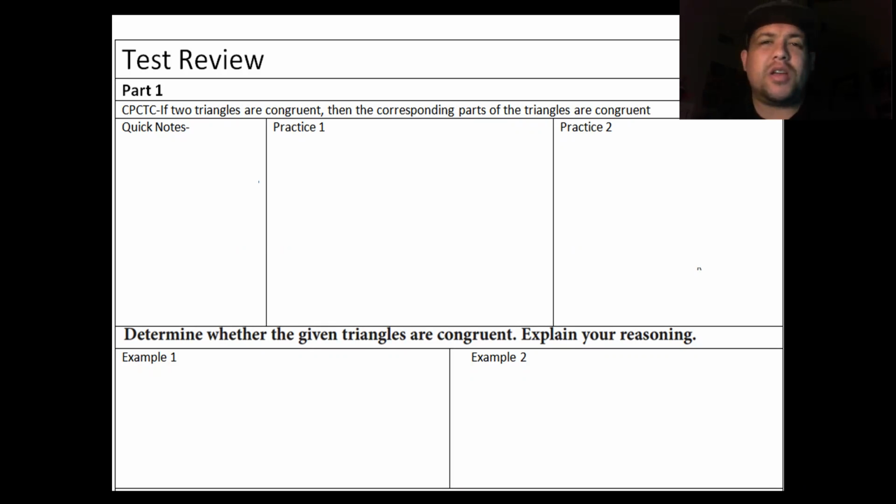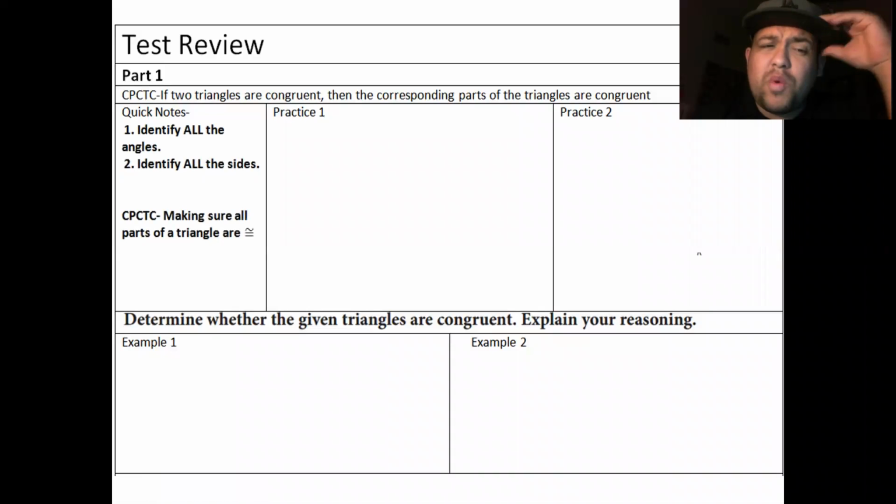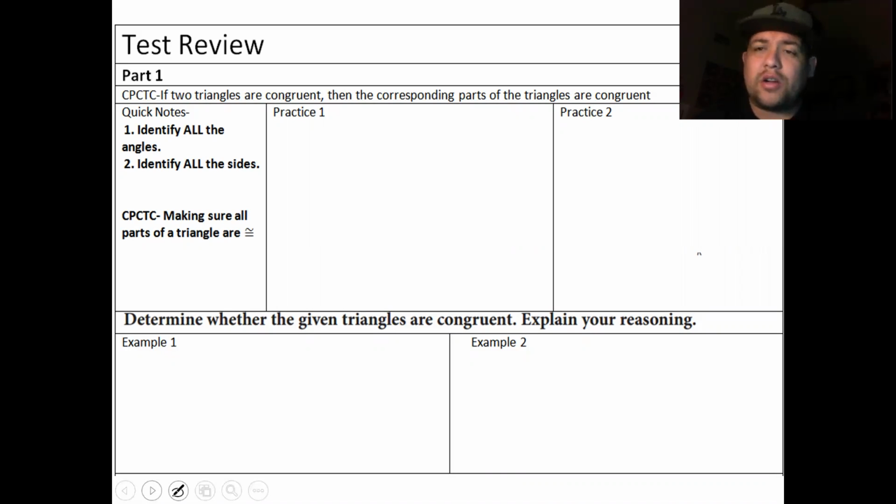The first part that we're looking at that we've done so far is CPCTC, or corresponding parts of congruent triangles are congruent. So if 2 triangles are congruent, their corresponding parts are congruent. Let's go ahead, and I'm going to have you copy down the first part. We want to be able to identify all the angles and all the sides. This is again the intro part to it. If we can identify all those parts, we can definitely identify that the 2 triangles are congruent.